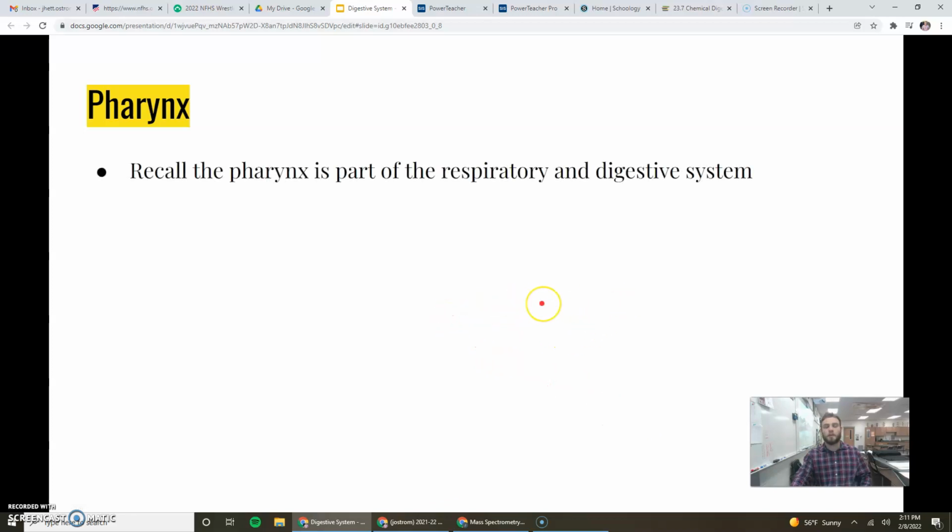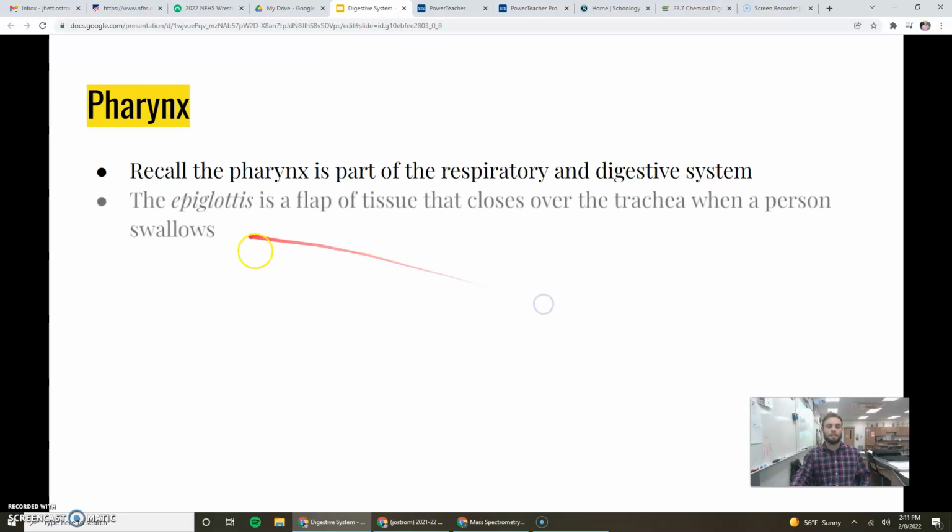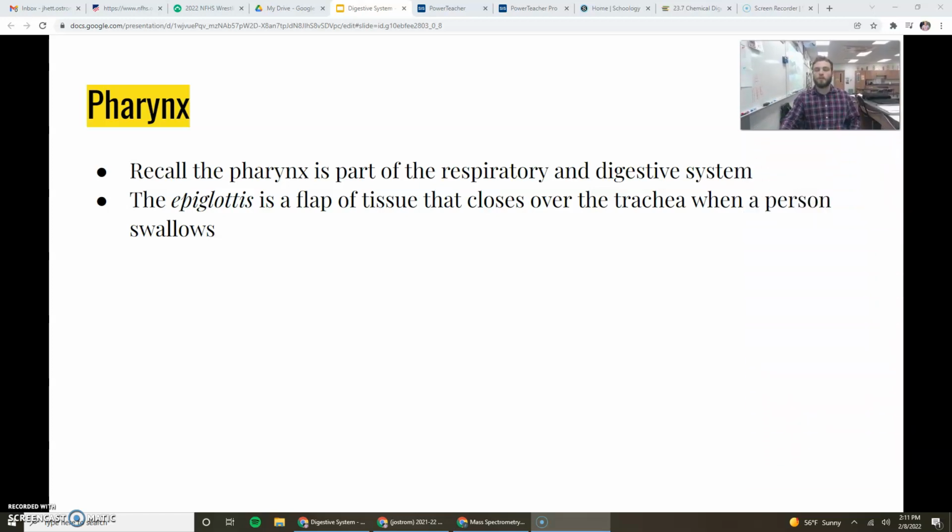Then the pharynx, remember that the pharynx is a part of both the respiratory and the digestive system. Within the pharynx, you're going to have the epiglottis, a flap of tissue that's going to prevent you from having food go down the wrong pipe, essentially. And when you do have food go down the wrong pipe, it is because that epiglottis has closed over a part of food that tried to go down your trachea.